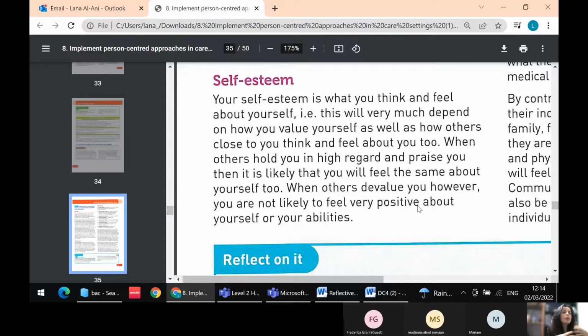So when others hold you in high regard, when they praise you, when they tell you that you're very good at what you're doing, that will put your self-esteem very high. It will give you a very positive outcome of your life, of your abilities. So this is really good for your well-being.